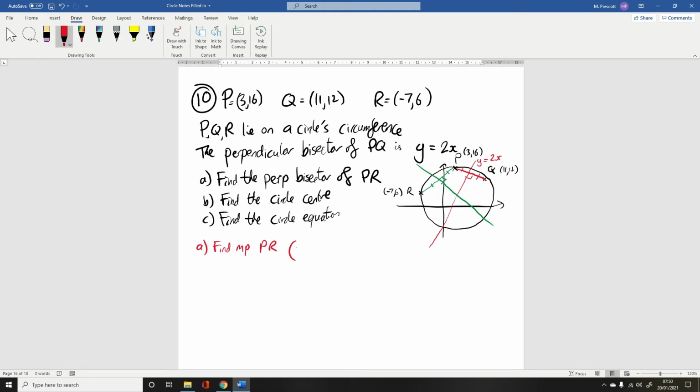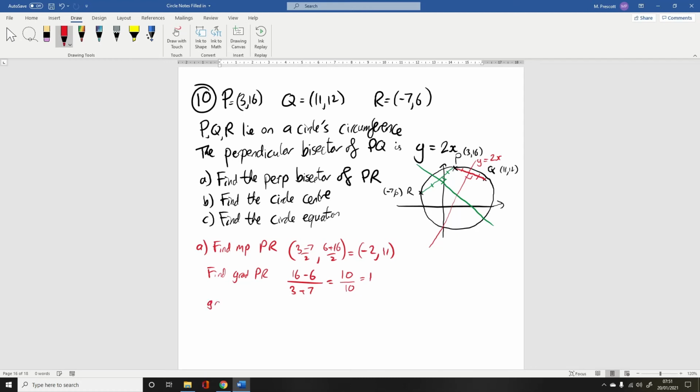which would be 3 minus 7 over 2 for the x coordinate, and 6 plus 16 over 2 for the y coordinate. That's minus 2, 11. And we also want to find the gradient of PR, which is going to be, let's do P first actually. So 16 take 6 for the y's, and 3 plus 7 for the x's. So that would be 10 over 10, which is nice, which is 1.